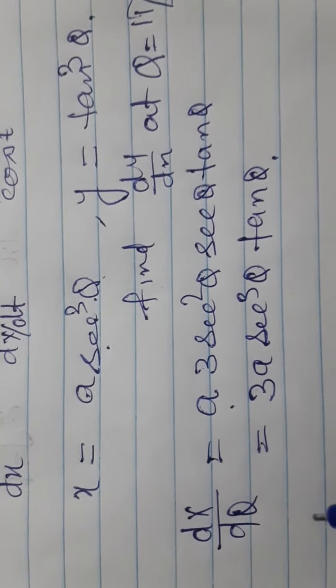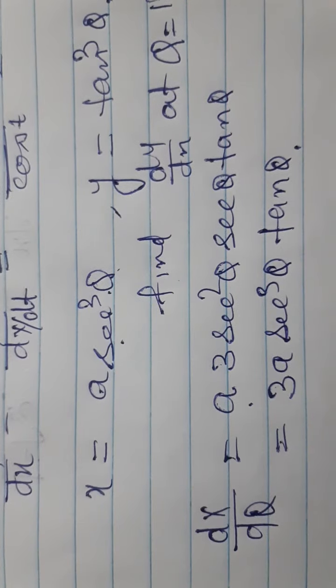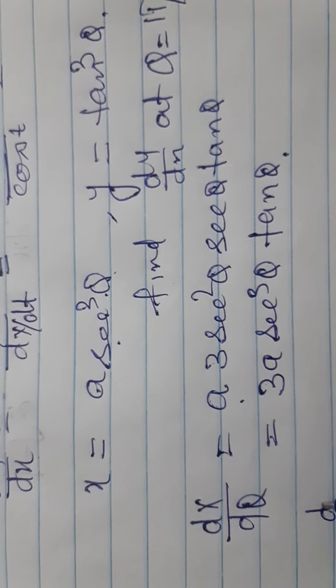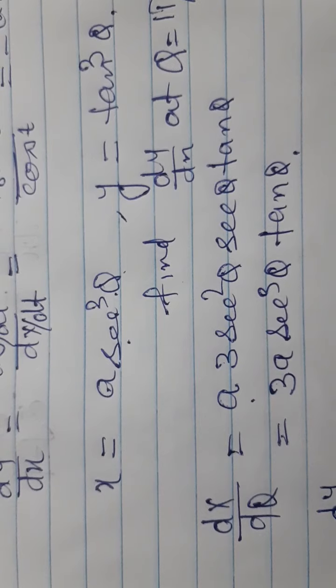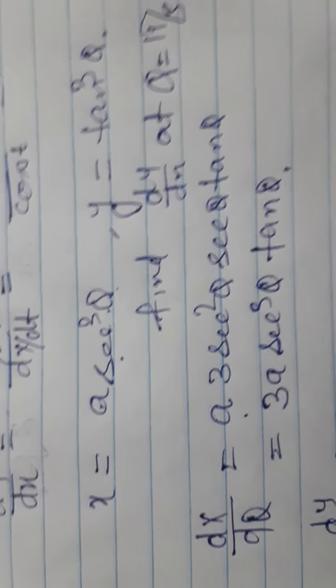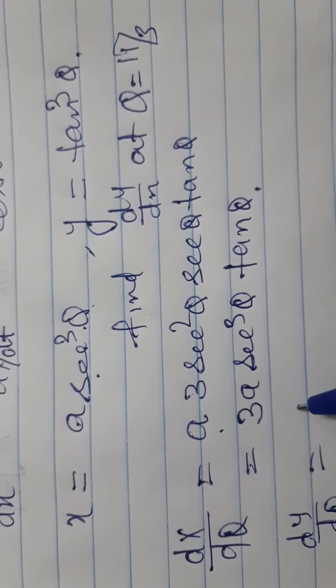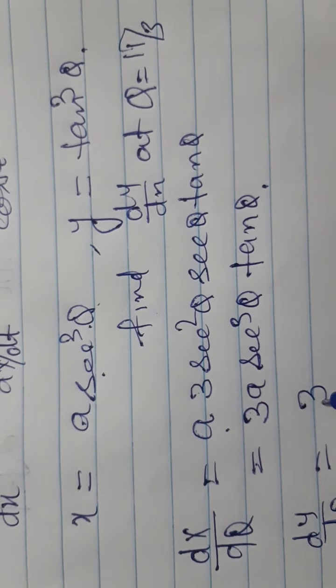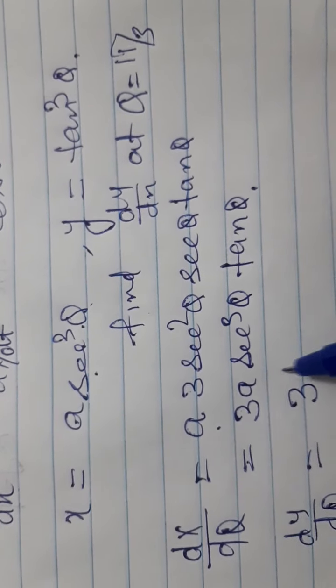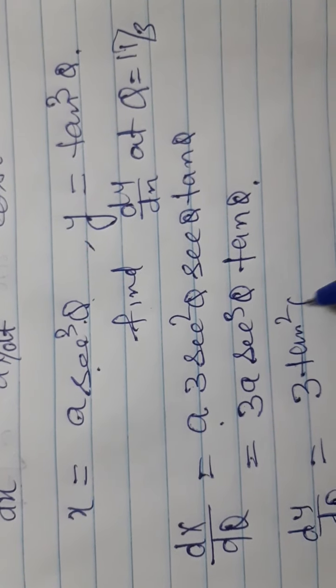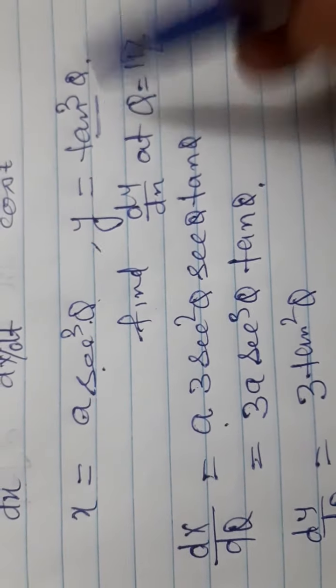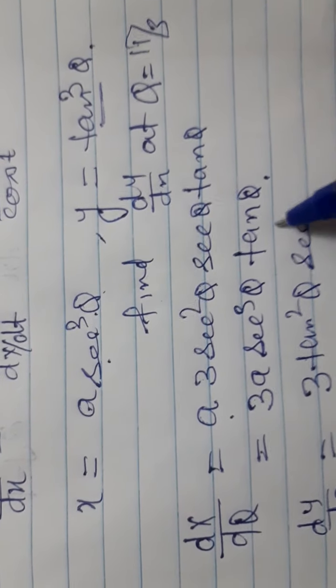The other one: what is y here? y is tan cube theta. So dy/d theta of tan cube theta is 3 tan square theta times the derivative of tan theta, that is secant square theta.